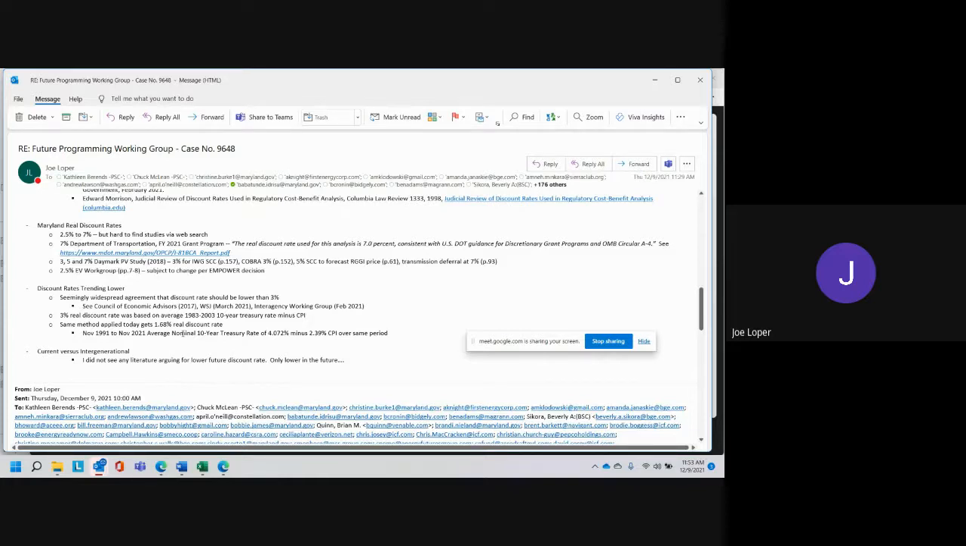Let's see. And I didn't find, by the way, I wasn't looking for articles that said you should go lower. I was looking for anything out there, and I was not seeing anybody arguing that the discount rate should be higher.